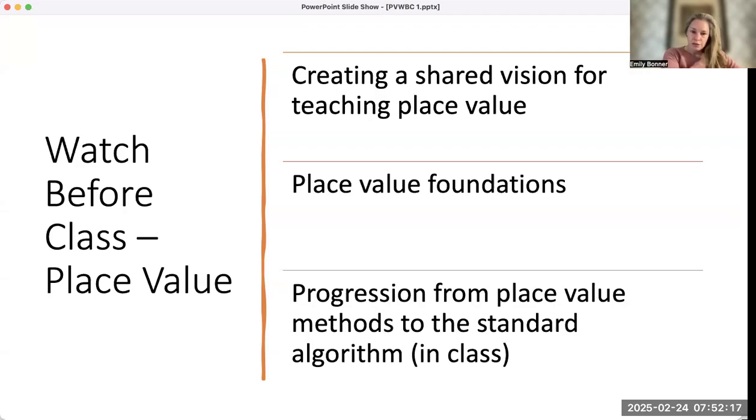So what I'd like to do is create a shared vision for teaching place value, talk a little bit about place value foundations, and then in class, we're going to talk more about the progression from place value methods of solving problems to the standard algorithm, which is kind of where we want students to be eventually in elementary school.